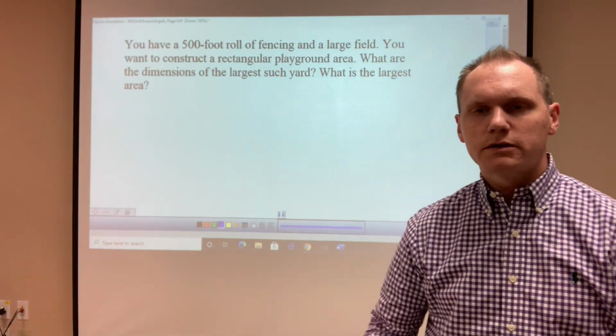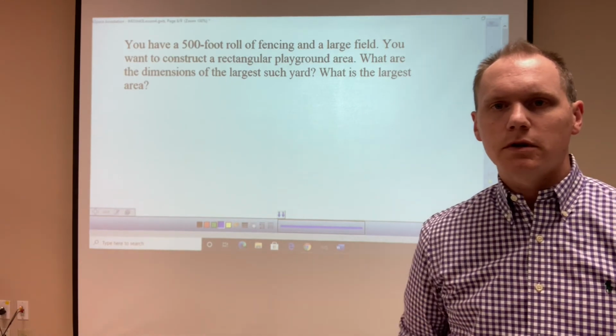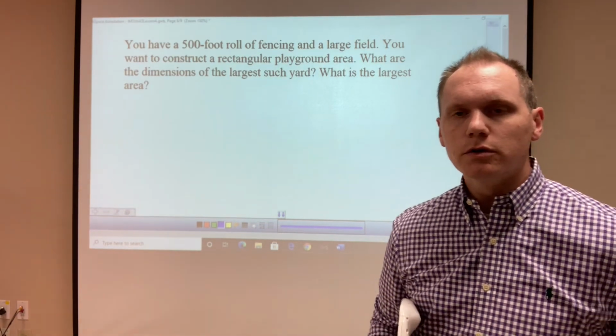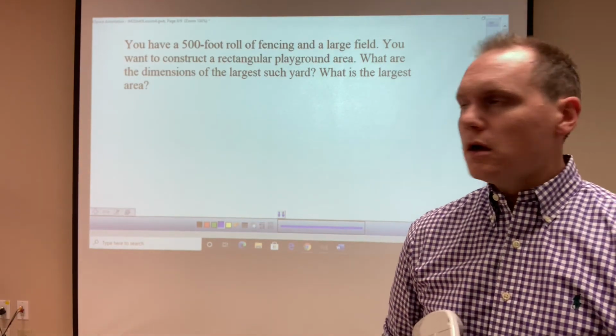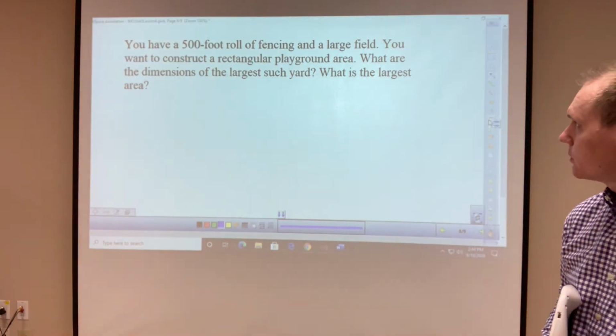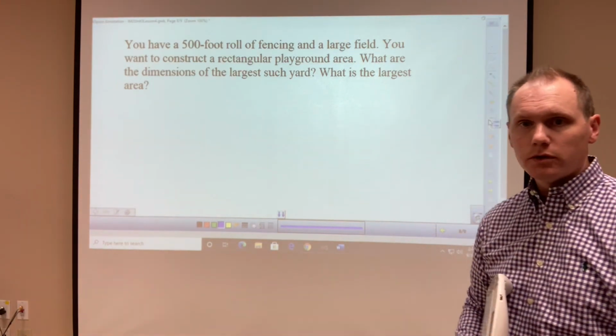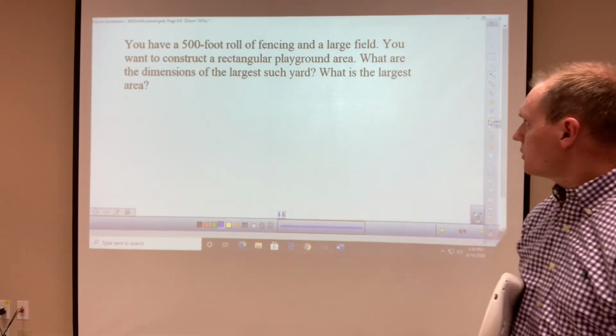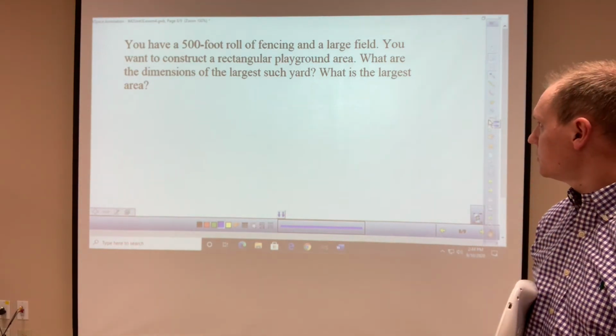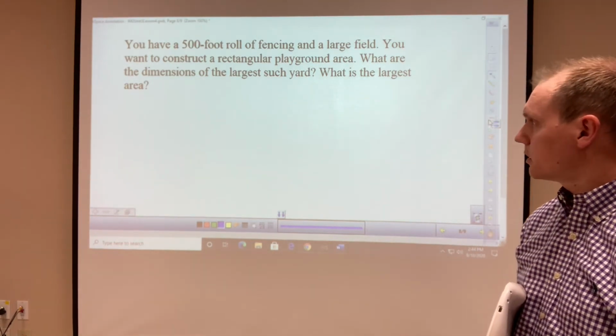All right, in our last example, I want to give you some time to try it and see what you can do, and then we'll talk about it here in just a moment. All right, so we've got a 500-foot roll of fencing and a large field. You want to construct a rectangular playground area. What are the dimensions of the largest such field or yard? What is the largest area?